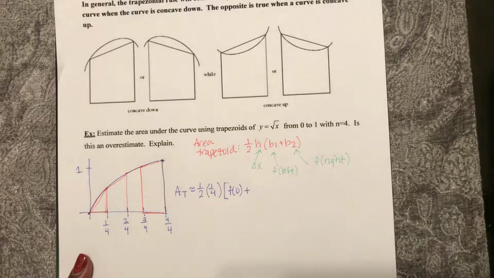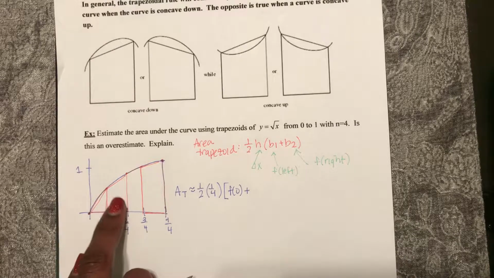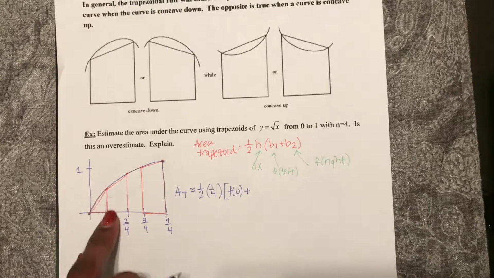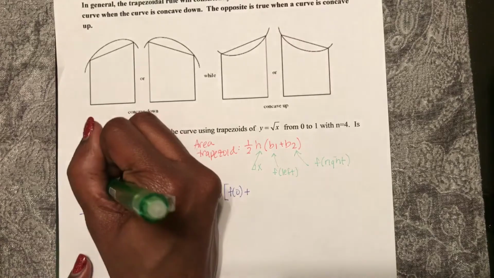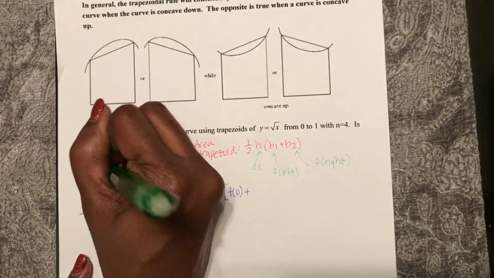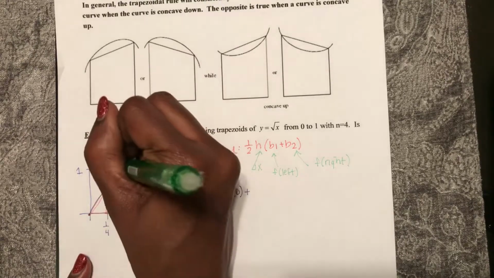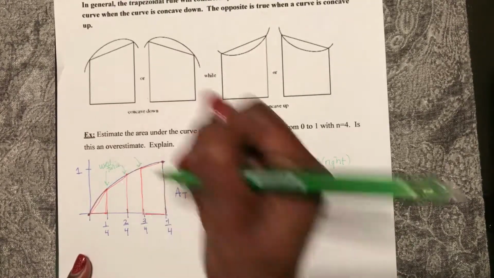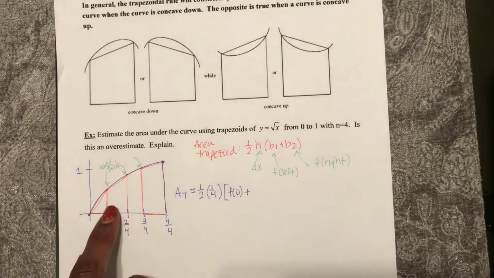Now, before I write the next one, I notice that this trapezoid also shares this side. So this side is going to be used twice. And that's the same for this side and this side, right? These three that are in the middle, not including your endpoints, will be used twice in each trapezoid that it shares an adjacent side with.